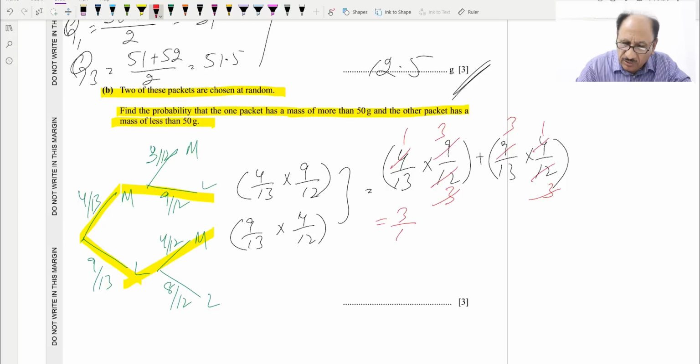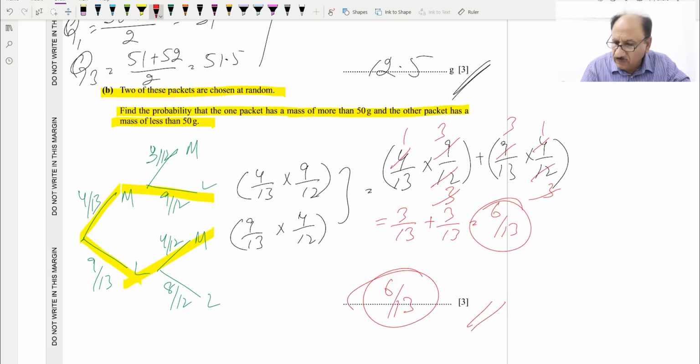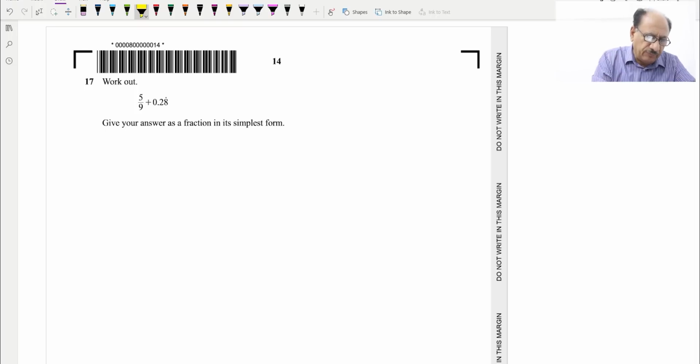This will be 3 by 13 plus 3 by 13, which is equal to 6 by 13. So 6 by 13 will be our final answer for 3 marks. Hopefully you understood this. Question number 17.